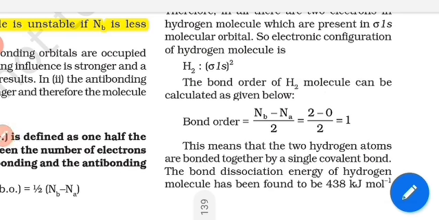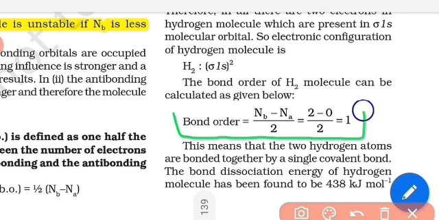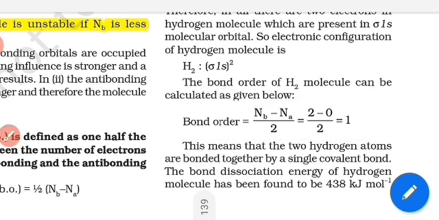Now let us see the bond order of the hydrogen molecule. When we use the formula of bond order and put in the values of Nb and Na, Nb is the number of electrons in bonding molecular orbitals. In the hydrogen molecule, 2 electrons are in the bonding molecular orbital and the anti-bonding molecular orbital is vacant. So the bond order in the hydrogen molecule is 1. This means that two hydrogen atoms are bonded together by a single covalent bond. The bond dissociation energy of the hydrogen molecule has been found to be 438 kJ per mole. That means it is highly stable.